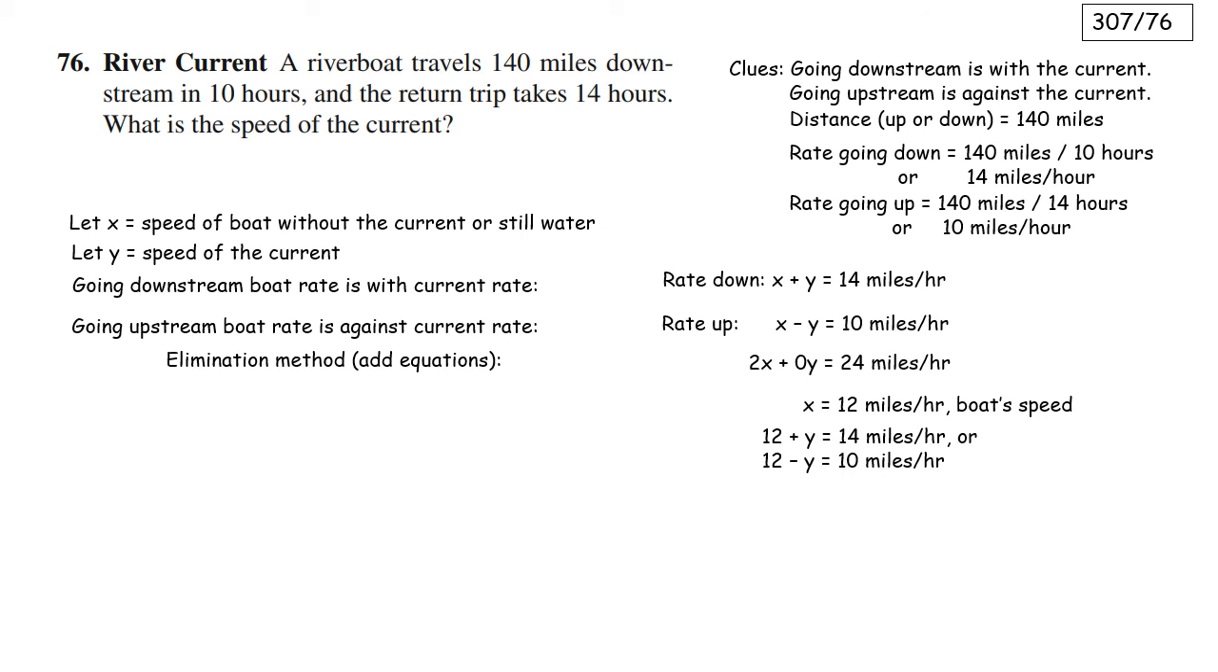If that's the boat speed, we know from either equation that 12, which is the boat speed, plus y is 14 miles an hour, or 12 minus y is equal to 10 miles an hour, that the solution is that the current speed is 2 miles an hour.